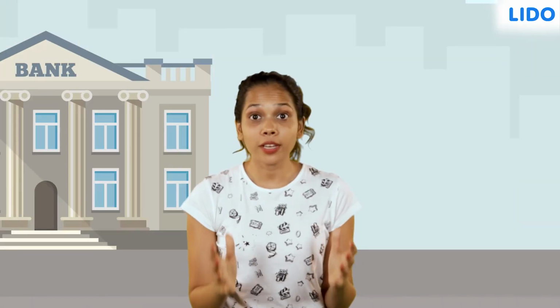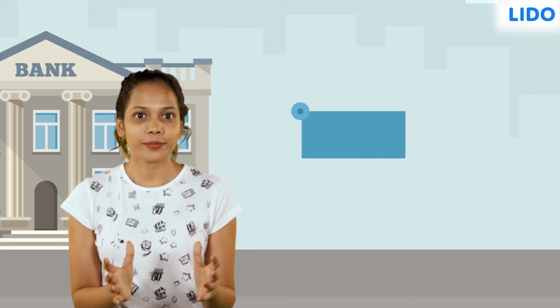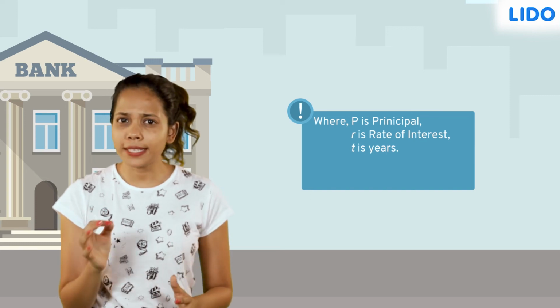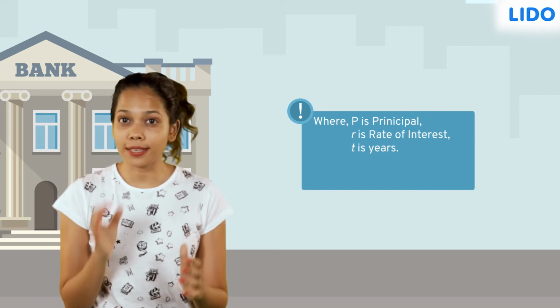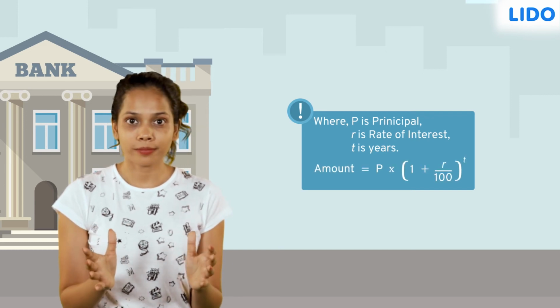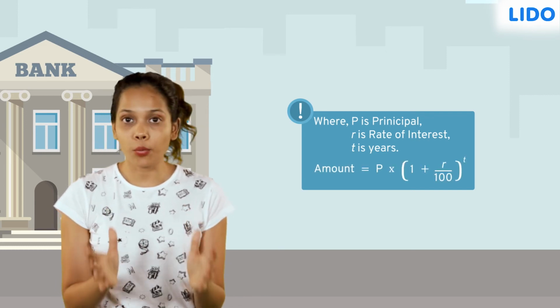In case of compound interest, it can be a tedious task to calculate the new principal year by year, adding on the interest earned in the previous year. We can use a formula to make things easier. A principal P rupees, compounding annually for T years at the rate of interest R percentage per annum amounts to this expression. Let's check if this formula works.